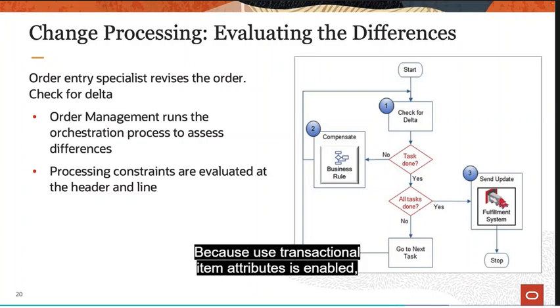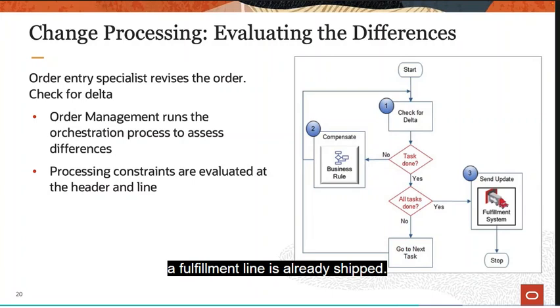In this example, the color changed from navy blue to beige, and that change would also trigger compensation. Finally, order management checks default line processing constraints. For example, it typically prevents changes when the fulfillment line is already shipped. In this case, only 1 day has passed, so the lines haven't shipped yet, and the change is allowed.